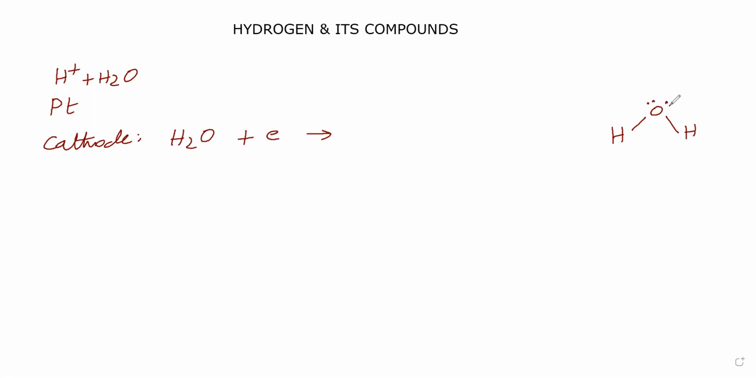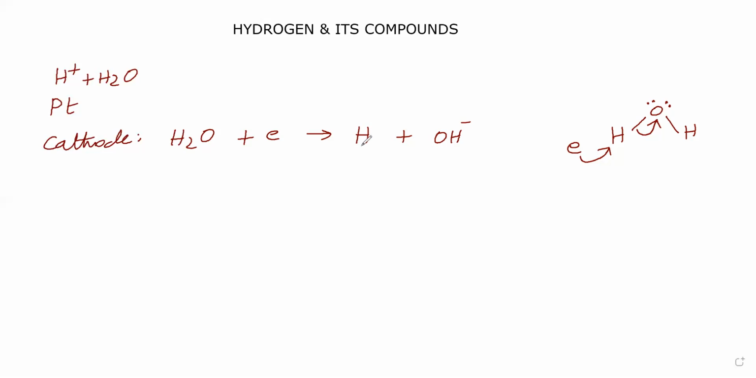This oxygen is having two lone pairs. The cathode is giving an electron, and this electron is taken by hydrogen. This bond is shifted to oxygen. So this hydrogen is losing the electron here and gaining the electron here, and becomes a hydrogen atom. The oxygen receives this bond pair as a lone pair. Therefore, for this gain of one electron we can write OH minus. For oxygen we give a -1 charge because it is gaining one electron.